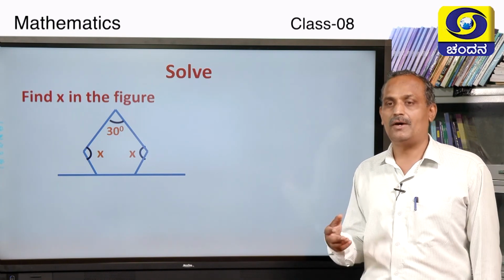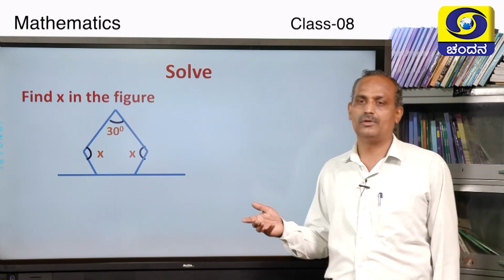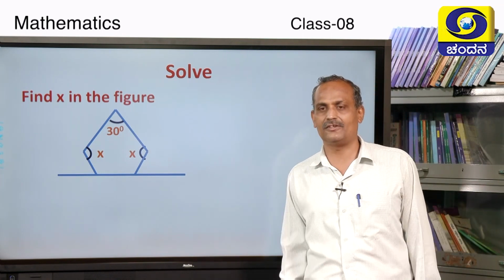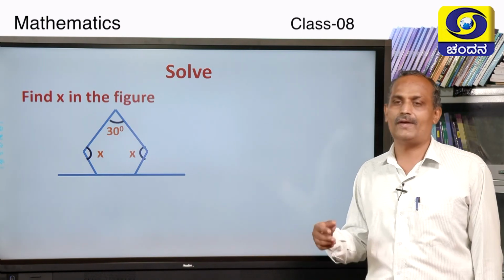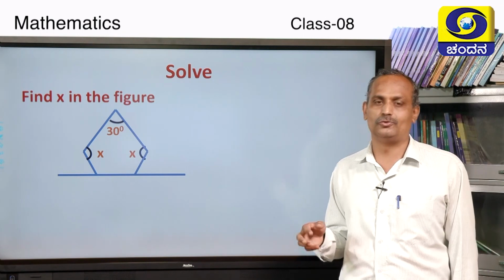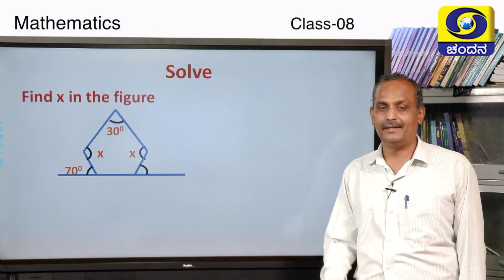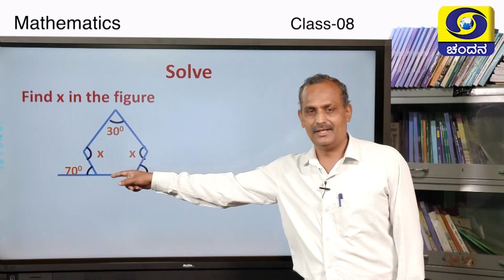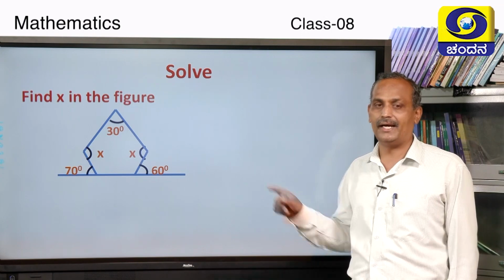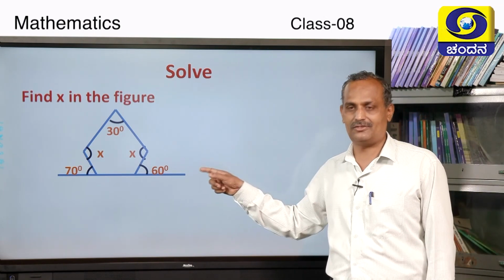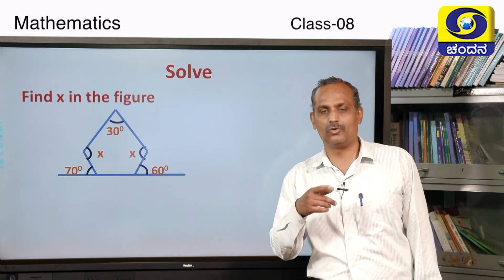Is it not? The sum of internal angles of the pentagon is (n minus 2) into 180 degrees. What is n here in the case of a pentagon? The number of sides is 5. The sum of interior angles of a pentagon is (5 minus 2) into 180 degrees. Find x. They have given external angles here: this is 70 degrees, and this external angle is 60 degrees, and there are 2 x's, 2 angles that are equal. Based on the angle sum property, solve this problem.